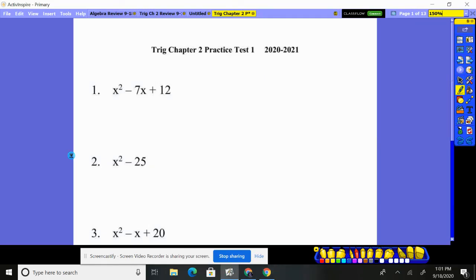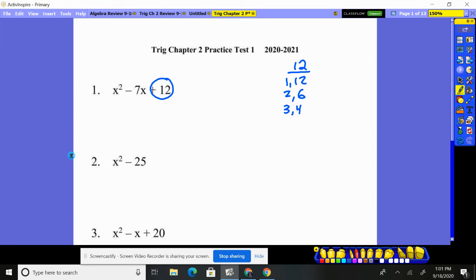Okay, let's take a look at Trig Chapter 2, Practice Test 1. Problem 1 asks you to factor this. So to factor this, we did this back in Algebra 1 and Algebra 2. We look at this number here, 12, and we think, hey, what are the factors of 12? 1 and 12, 2 times 6, 3 times 4.